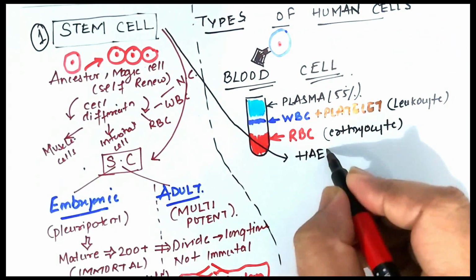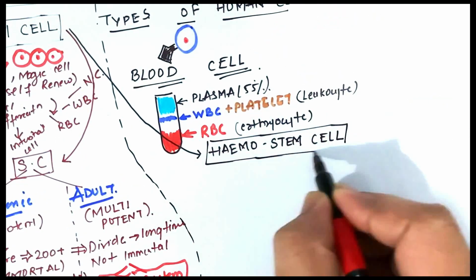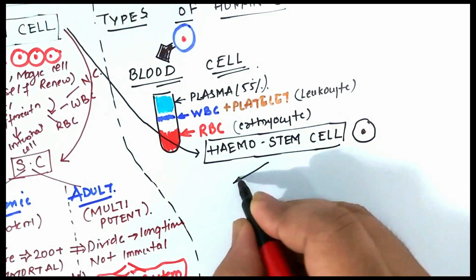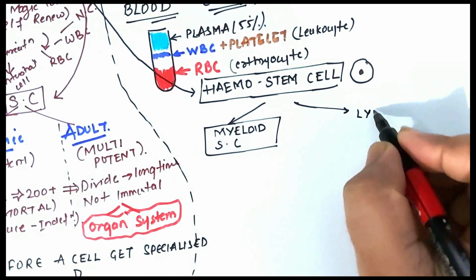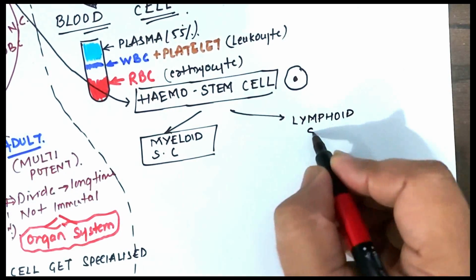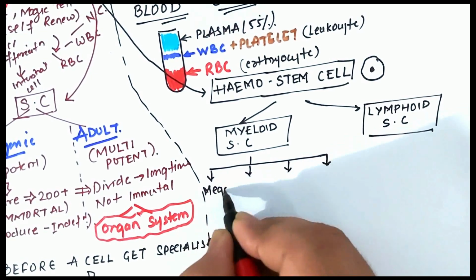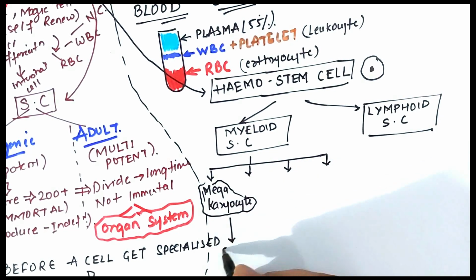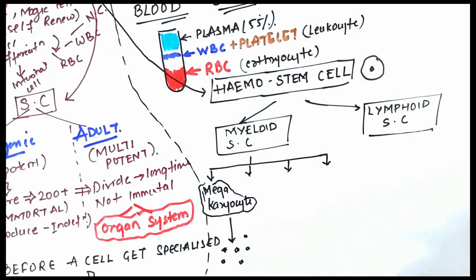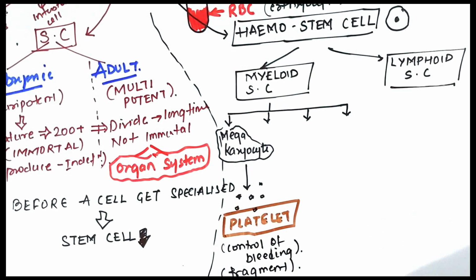These blood cells are derived from the hematopoietic stem cells. These are also called erythrocytoblast. These are of two types, the myeloid stem cells and the lymphoid stem cells. Myeloid stem cells are further of four categories. The first one is the megakaryocytes, which are further divided into multiple fragment cells called platelets, whose most common function is to control bleeding. These are derived from the bone marrow.